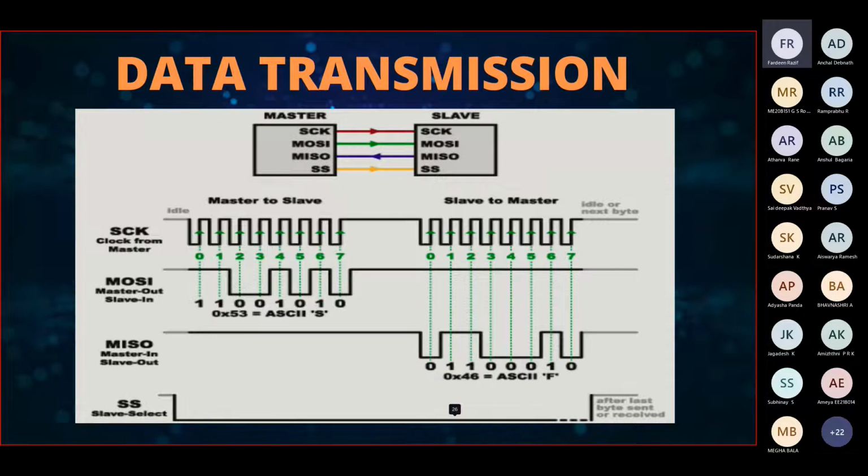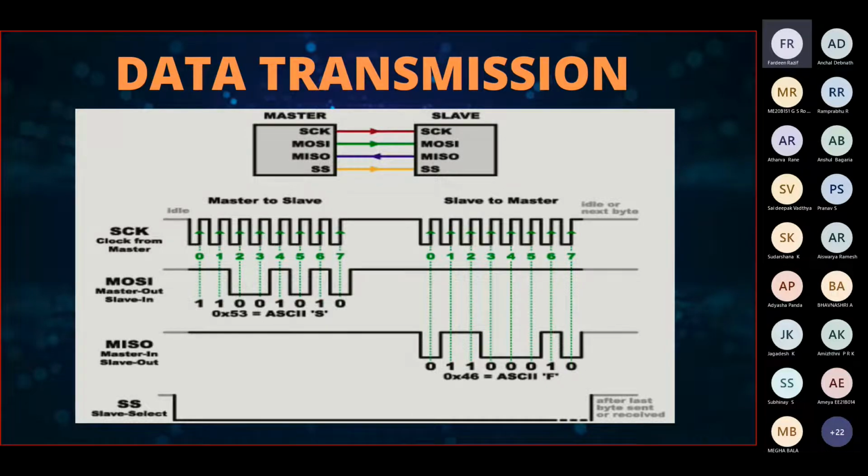So that low basically means that the master and slave are actively communicating with each other. The master first sends an output through the MOSI line over here. After that, the slave sends a message back to the master. And after this communication happens, the slave select line again goes back to high because the data transmission is basically over. So this is SPI communication.